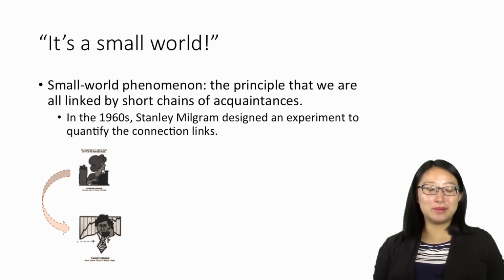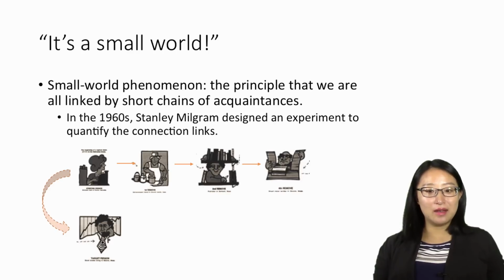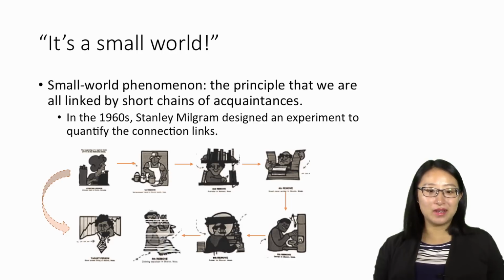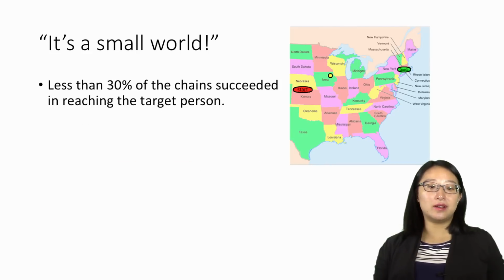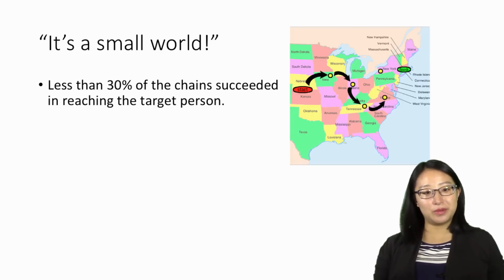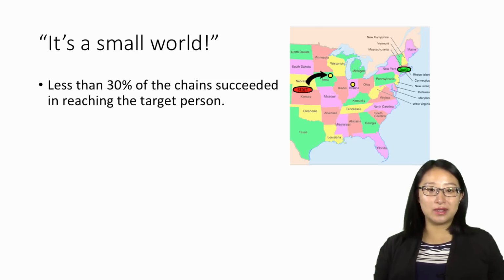The chances that these people personally knew the target person in Boston are extremely low, so they were asked to send the postcard to someone that they think may know the target person in Boston. The same procedure then applies to the next person receiving the postcard. The research team managed to track all the names and stamps on the postcard. Eventually, less than 30% of the chains succeeded in reaching the target person in Boston. The picture shows one example of a successful chain of sending the postcard from the west to the east.